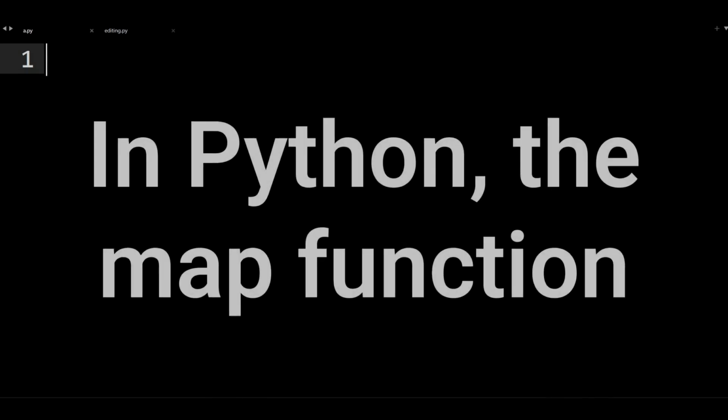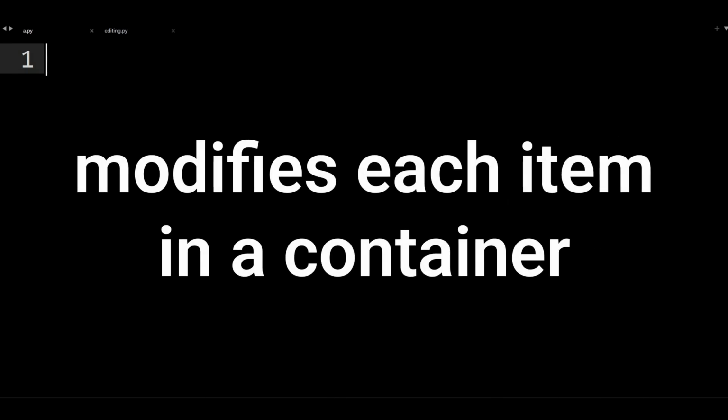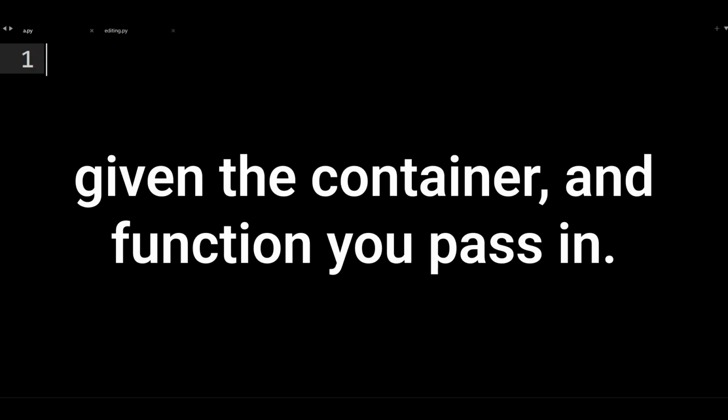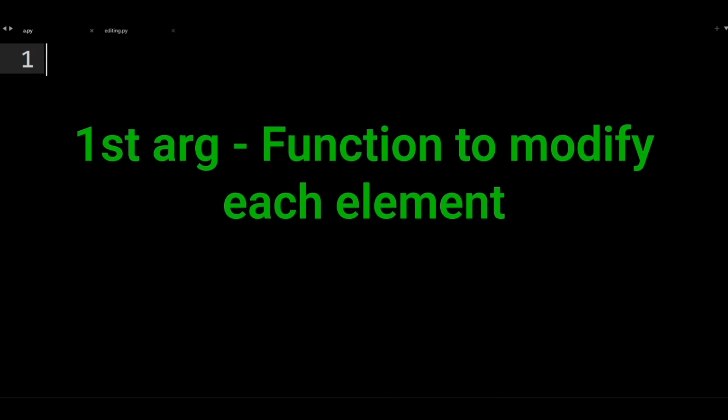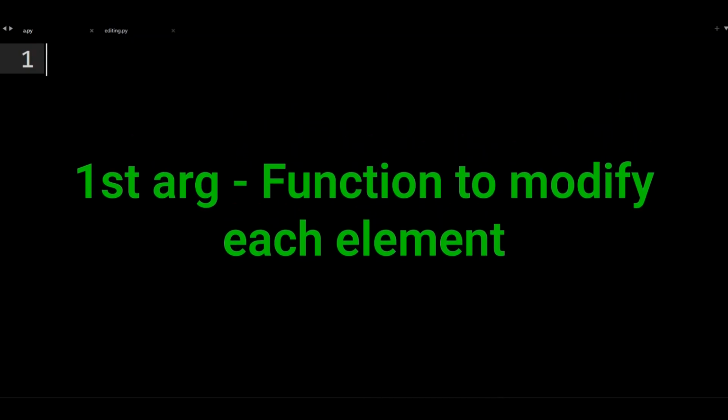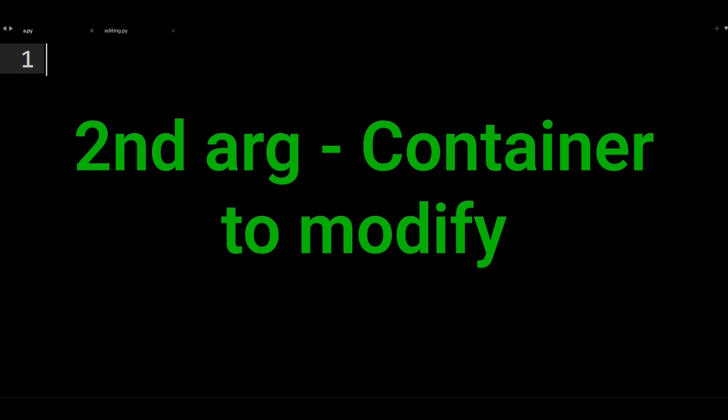In Python, the map function modifies each item in a container given the container and function you pass in. The first argument is a function that returns a new value that replaces the previous value. The second argument is the container with arguments to modify. Let's do an example. A is a list with 1, 2, and 3.